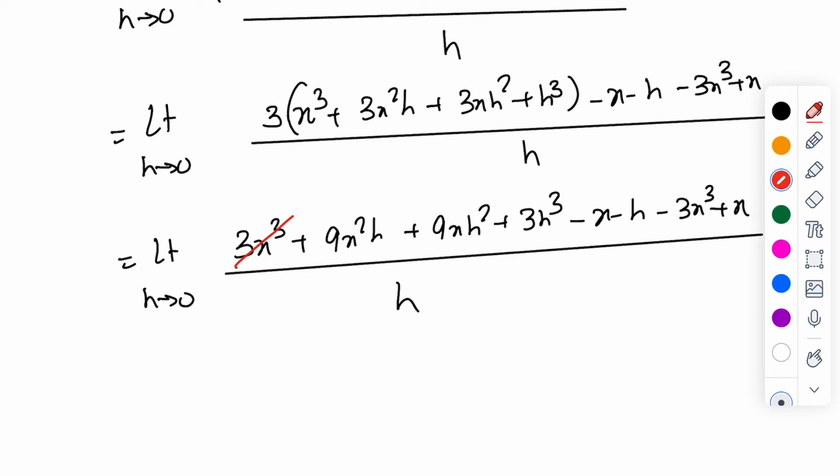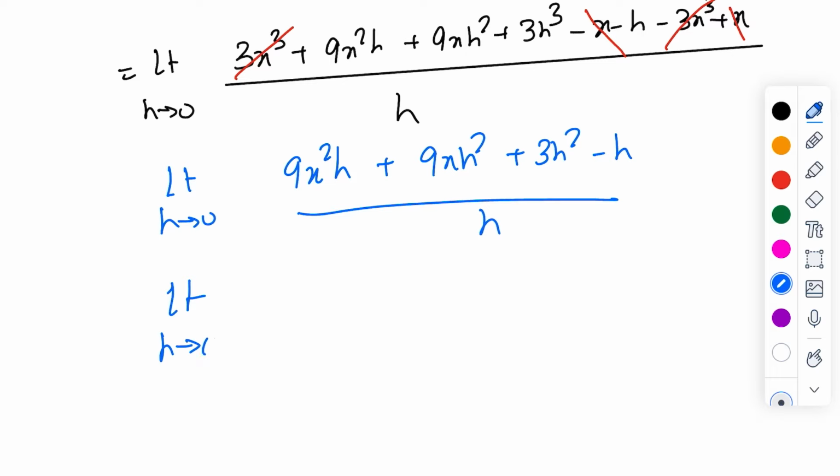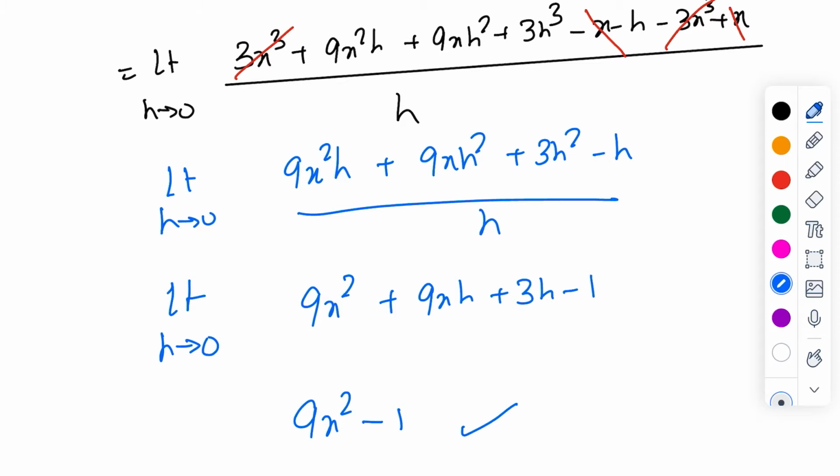Then 3x cube and 3x cube get cancelled. X and x get cancelled, and that's it. So the remaining terms will be limit h approaches 0, 9x square h plus 9x h square plus 3h cube minus h upon h. You can cancel one h term in both the numerator and denominator. 9x square plus 9xh plus 3h square minus 1. Now plug in h as 0. I am left with only 9x square minus 1. That's going to be the answer.